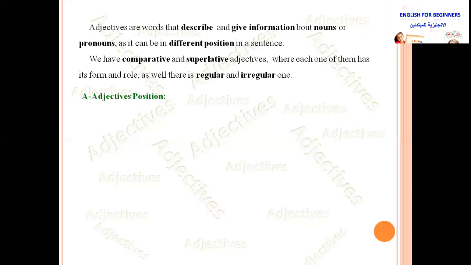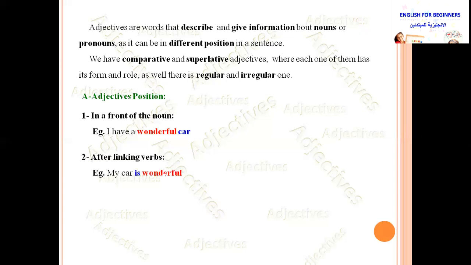A. Adjectives position. The first one, the adjective may be in front of the noun, أي قبل الاسم. Example, I have a wonderful car. Car is the noun, wonderful is the adjective. So wonderful is in front of the noun, car. 2. After a linking verb. My car is wonderful. I have the verb is and then the adjective wonderful after it. So it is after a linking verb.